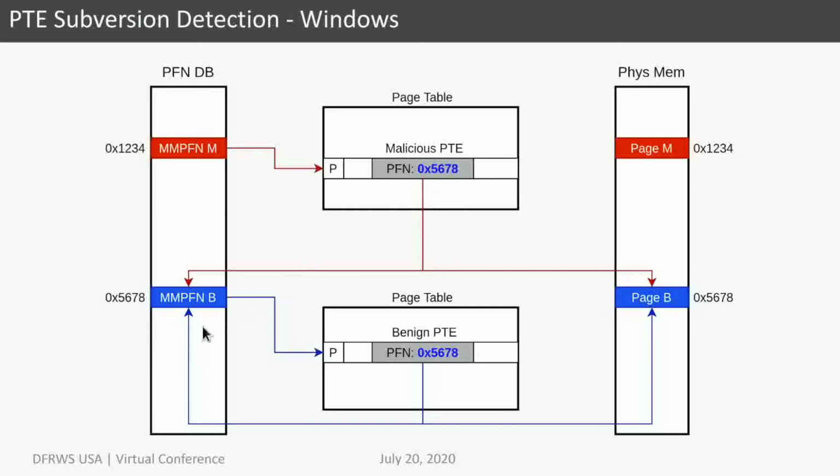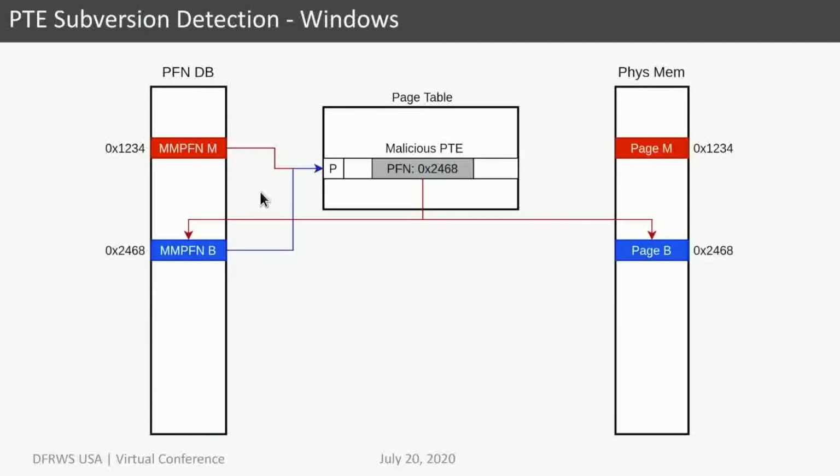Also, this detection here does not work with shared memory because for shared memory, those MMPFNs don't point to this PTE, but to the prototype PTE. So we don't have this loop that we can detect on. So these detections here only work with private memory on Windows. The detection that we will now see in a few seconds on Linux does work also with shared memory.